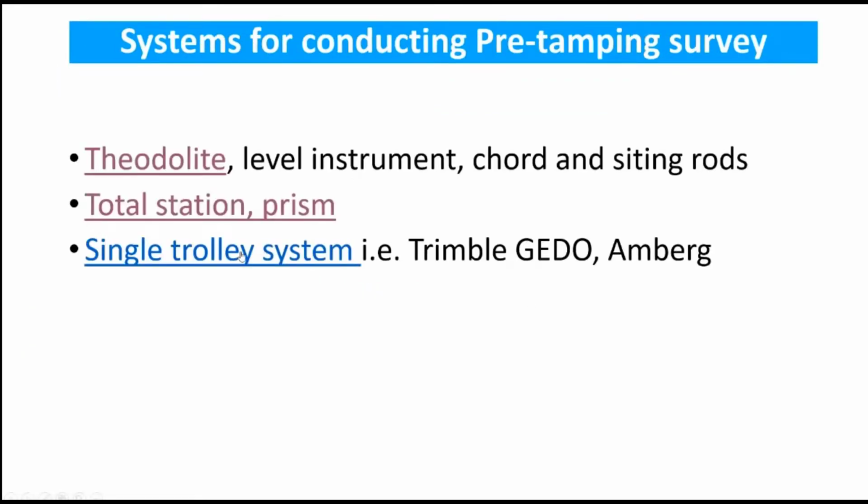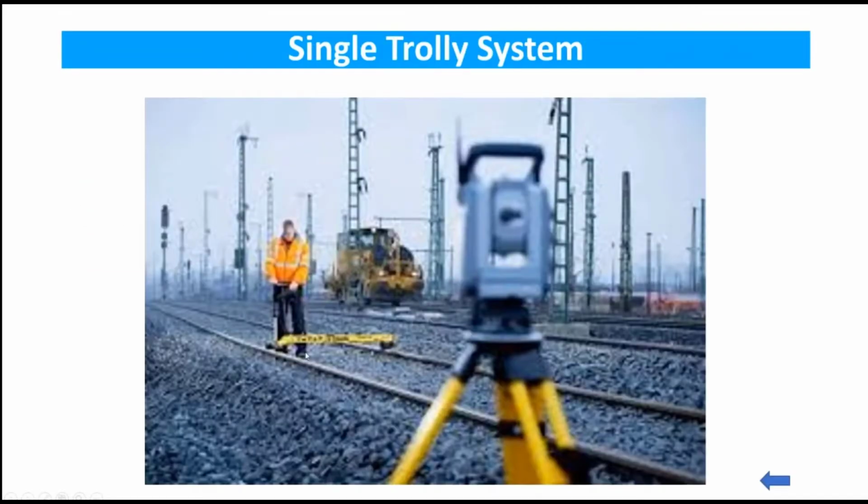Then we have single trolley systems. In this single trolley system, the total station is placed outside the track where the prism trolley is moved on the track, and it has got a handheld computer, which keeps it online, which picks up the coordinates as well as compares them with the design alignment.